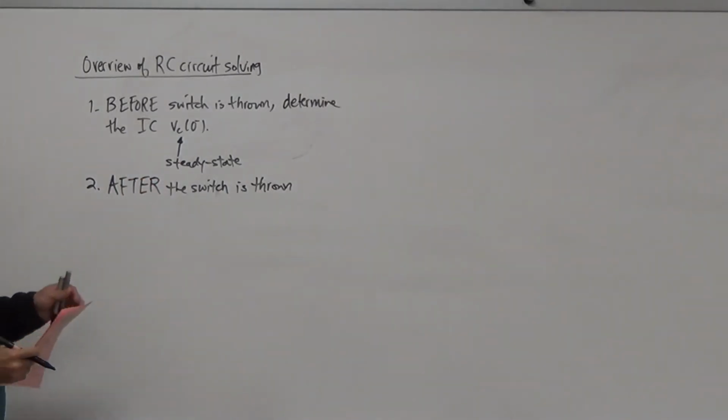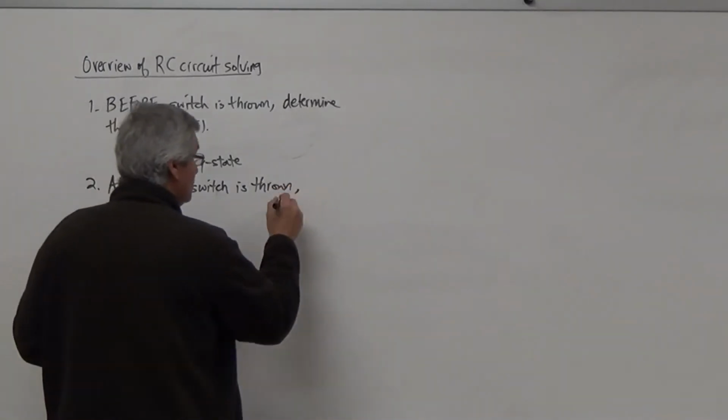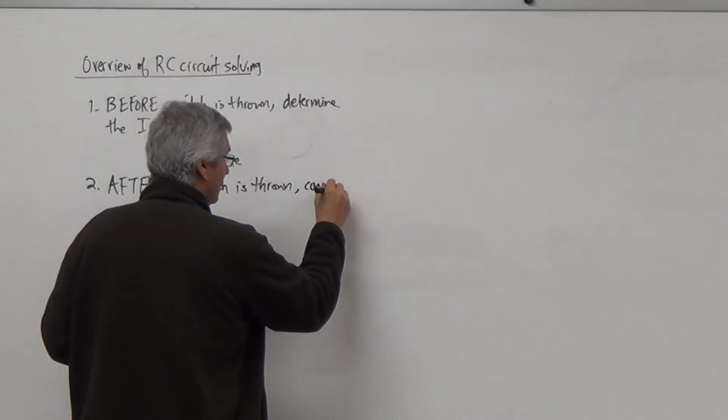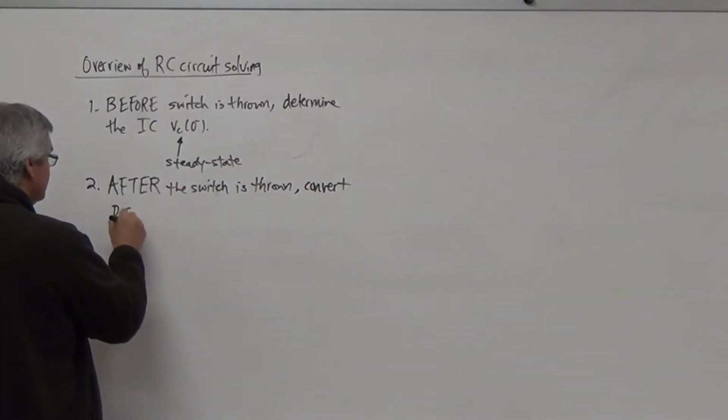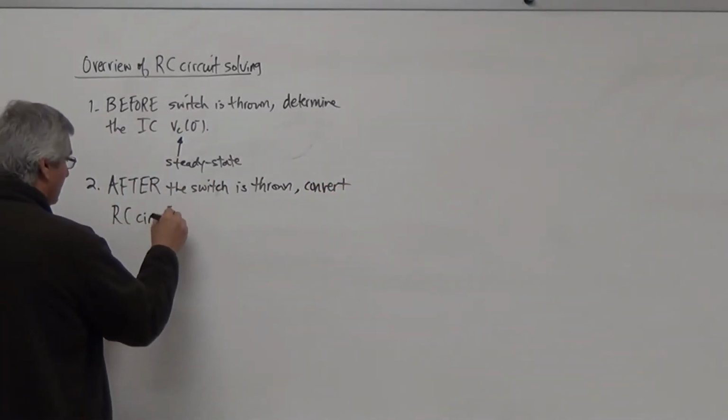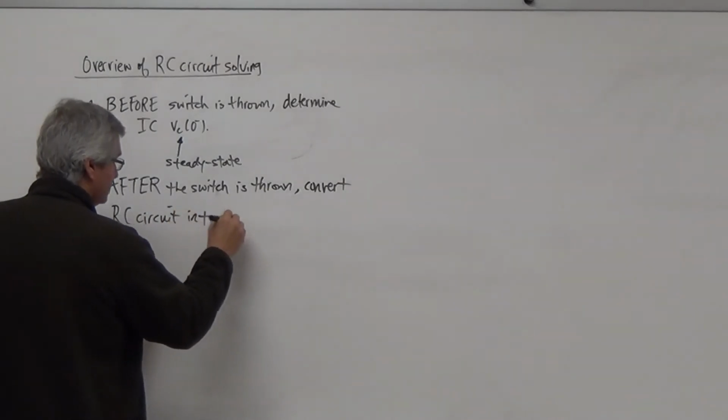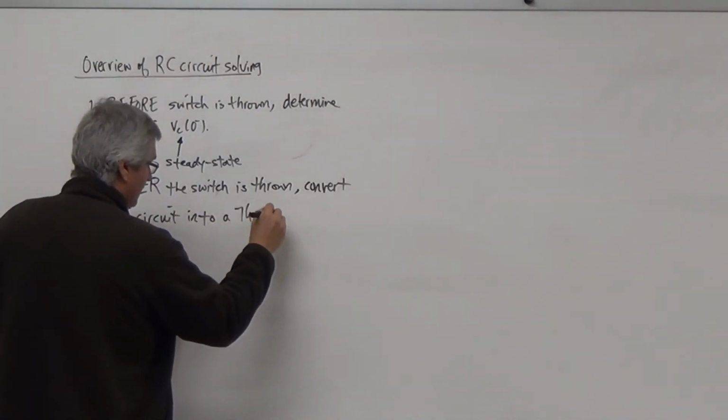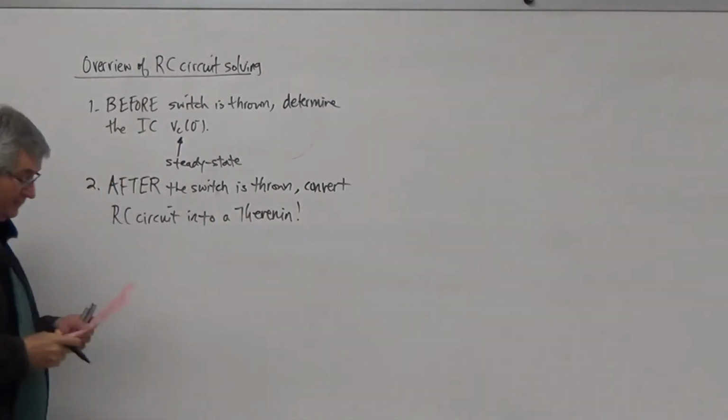She's only 16. So after the switch is thrown, we do what? We convert the RC circuit into a Thevenin. Okay?